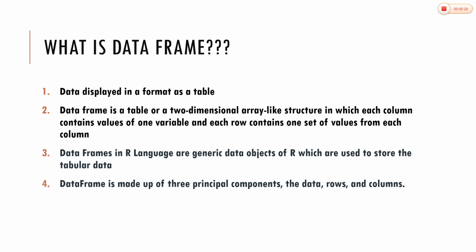Data frames in R are a generic data type, meaning we can insert any type of data in a data frame, that is heterogeneous data. And a data frame is made up of three principal components: data, rows and columns.